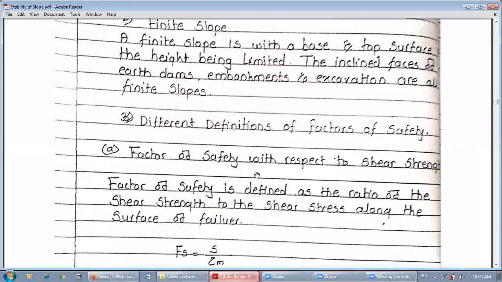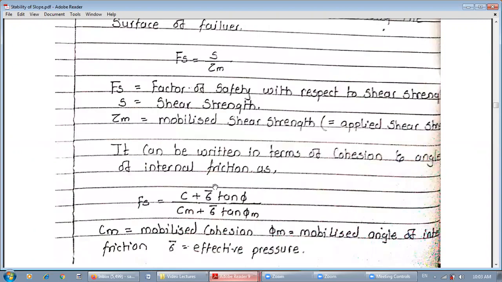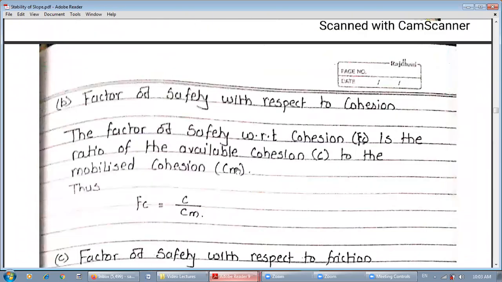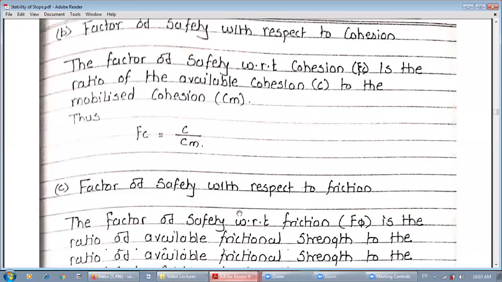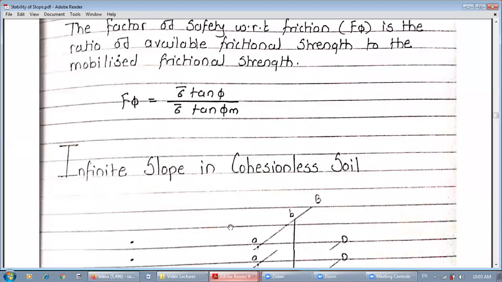Then there are different factors of safety with respect to the shear strength. So shear strength divided by mobilized shear stress. For C-phi soil, it is C plus sigma tan phi divided by Cm plus sigma tan phi m. For cohesive soil, it is C by Cm, and for friction soil, it is sigma dash tan phi upon sigma dash tan phi m.